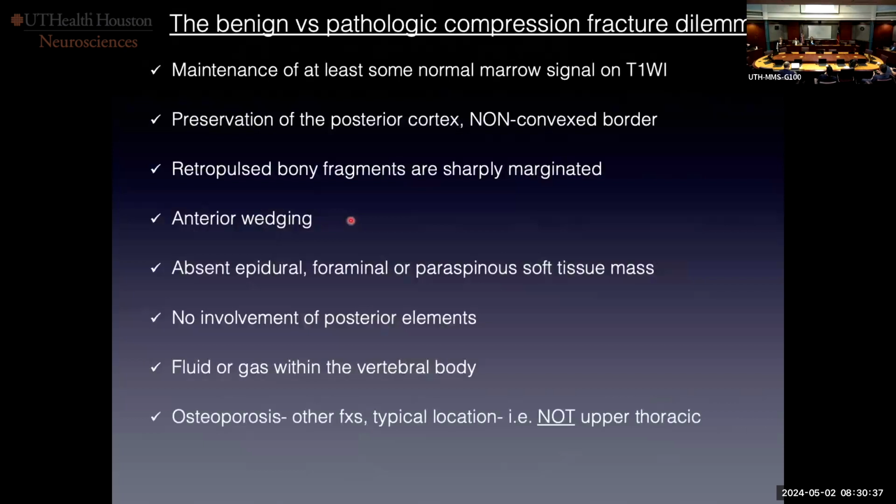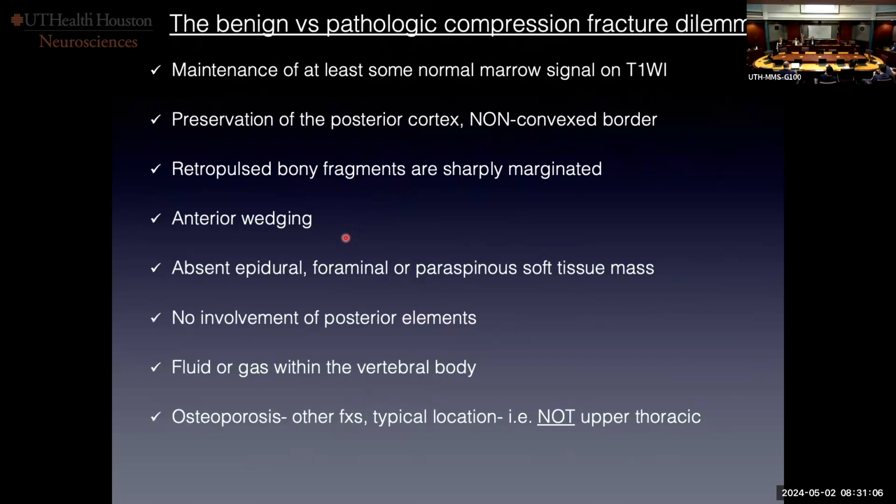So what does the literature say? What can we try to use if there's maintenance of at least some normal marrow signal on T1? That strongly suggests it is a benign fracture, because the theory goes a malignancy would completely replace marrow before the vertebral body would collapse. That's the theory. Again, sometimes it works, sometimes it doesn't. Preservation of the posterior cortex, non-convex border. The retropulsed fragments are sharply marginated, anterior wedging.